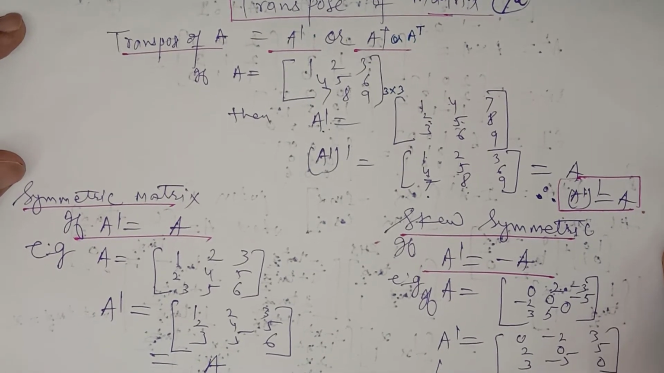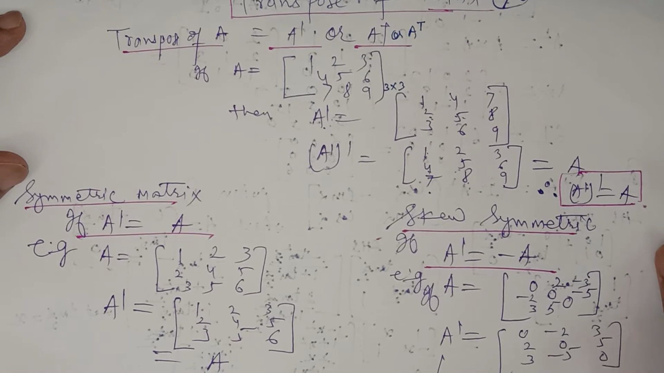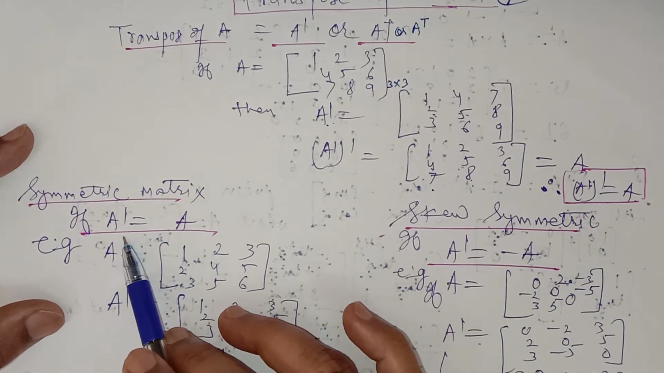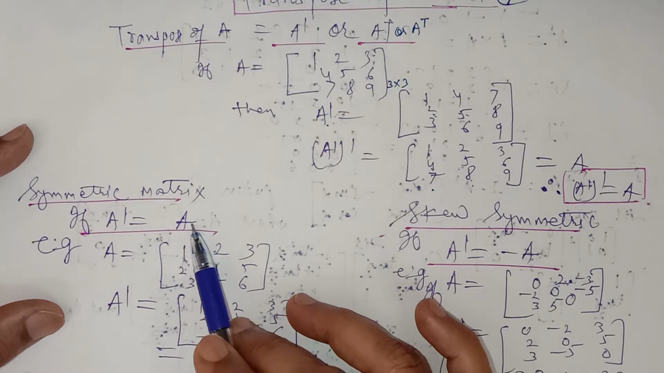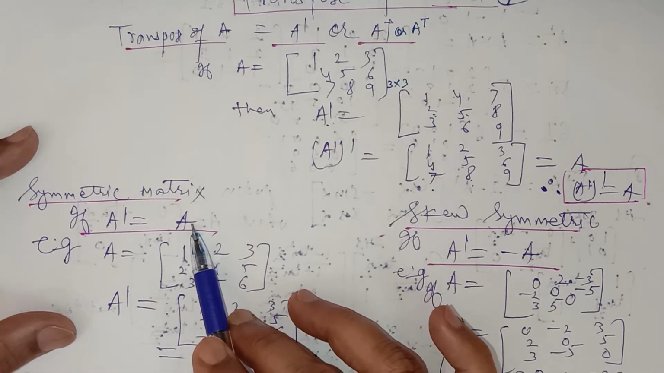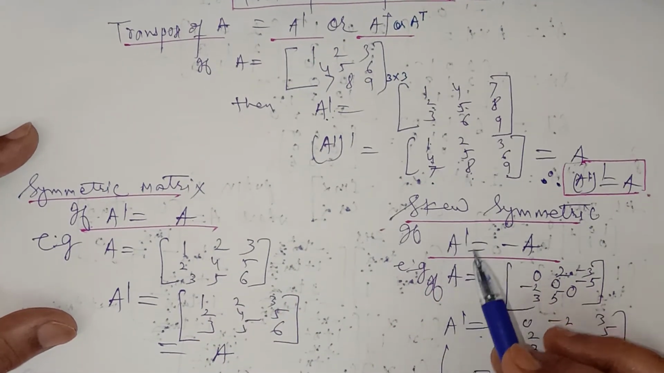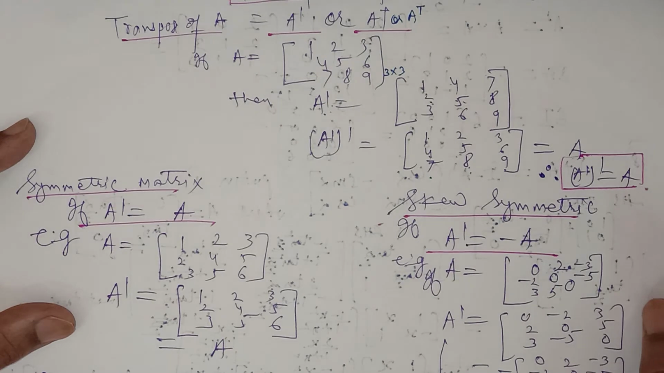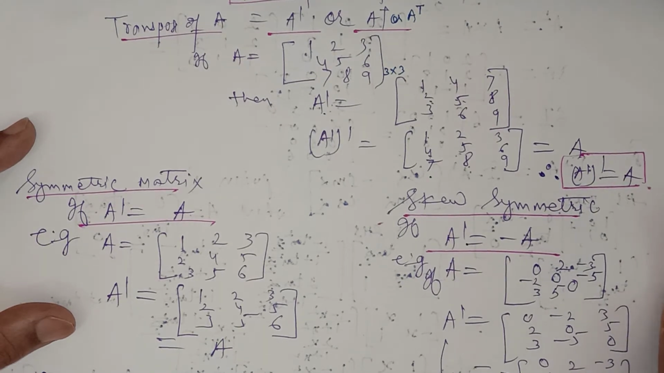Now after that we have the symmetric matrix and the skew symmetric matrix. Now what is a symmetric matrix? Matrix A is said to be symmetric if A transpose is equal to A. It means if we transpose the matrix and it comes out to be the same matrix, then it is known as a symmetric matrix. And the skew symmetric matrix is this. If we transpose the matrix and it comes out to be the negative of that matrix, then it is known as a skew symmetric matrix.